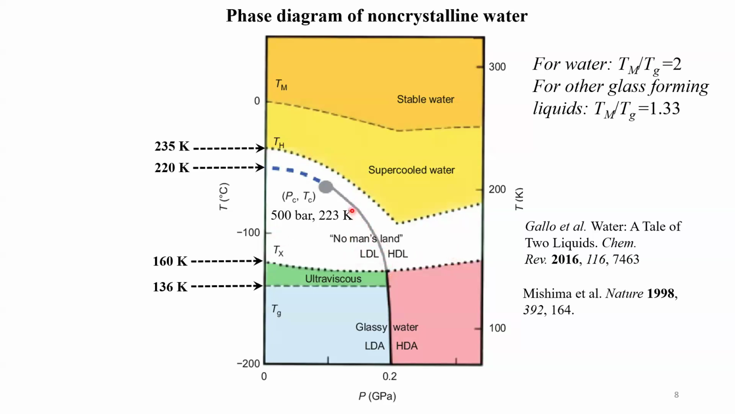And you have this line which separates these two different liquids, the low density liquid and the high density liquid. And it also ends at a point that is called the critical point, the second liquid critical point. Why second? Because already one critical point is there in liquid vapor, and this is the second critical point. This is not the liquid vapor critical point, this is a liquid-liquid critical point, because either side of this line are liquids.